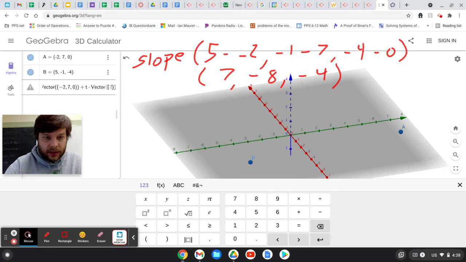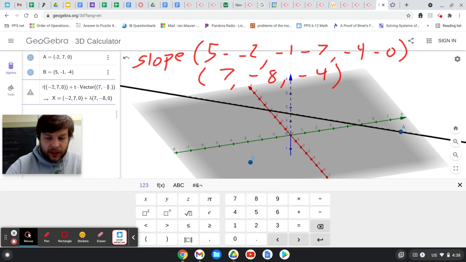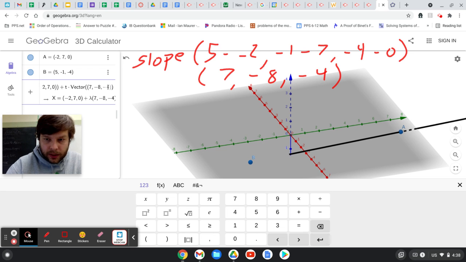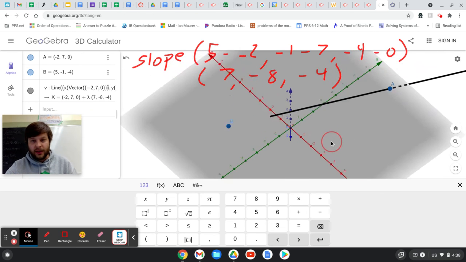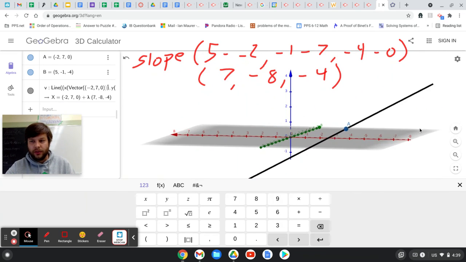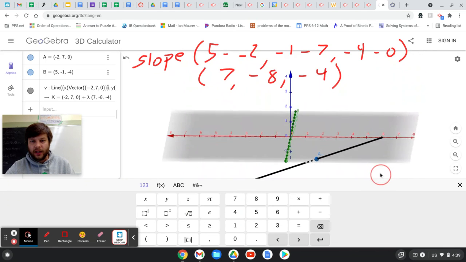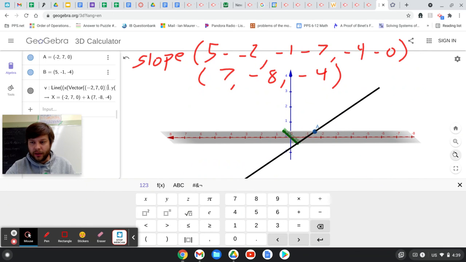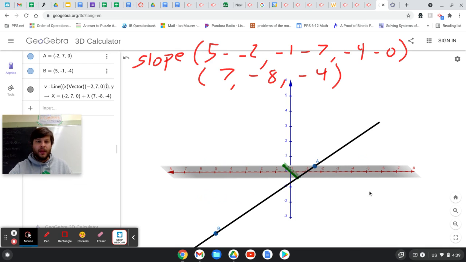Of 7, -8, -4. And we did it. It is attaching our two, it hits our A and our B. It may be a little hard for you to see me if I zoom out. There we go. It's attaching A and B. And so that's how you find a line in 3 dimensions.